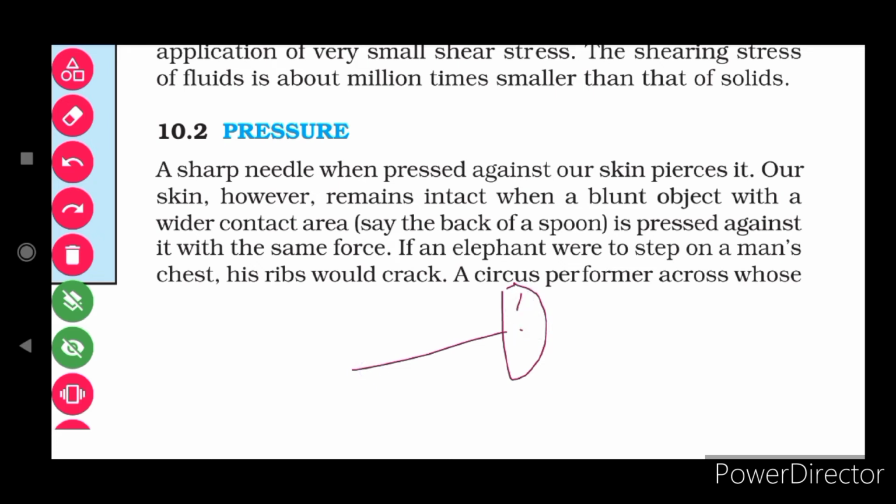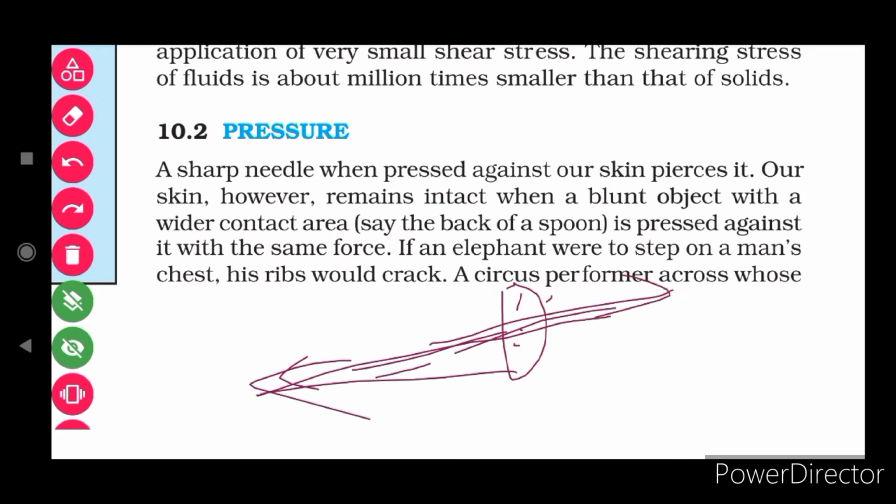If we apply force to this broad side while keeping it on the notice board, what will happen? It will pierce inside the notice board. But this part is not going into our hand. Why? Because the force applied on this side is the same, and the reaction force will be equal. We are getting the same force on our thumb.